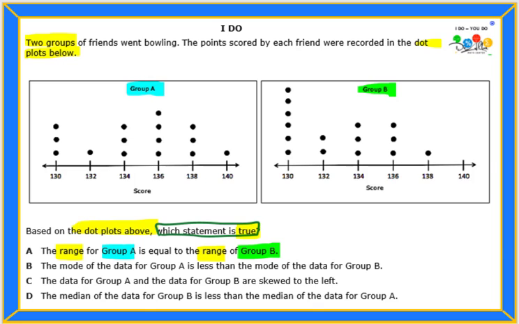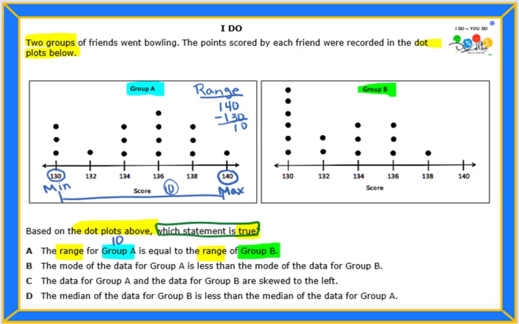So let's start with group A. We have the maximum, which is the highest bowling score. And then we also have the minimum, which is the lowest bowling score. So we're going to subtract those to find the range. So we have 140 minus 130, that's 10. So the spread or the range is 10 for group A.